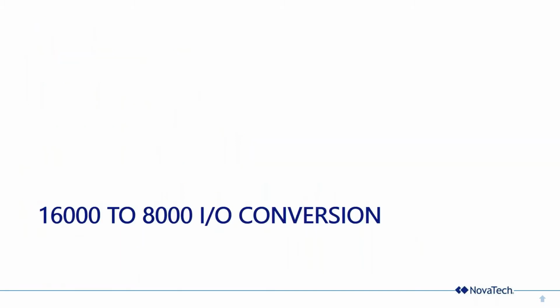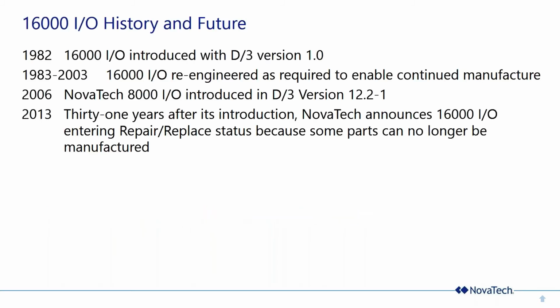All right, 16,000, 8,000 I/O conversion. As you notice, I've sped up a little bit because a lot of this is repetitive because we follow the same kind of procedure. History again, 16,000 was introduced in 1982 with D3 version 1. Throughout its life, mostly between 83 and 2003, we re-engineered the I/O several times in some modules, some parts of it more than once, so that we can continue to manufacture it as components became obsolete.